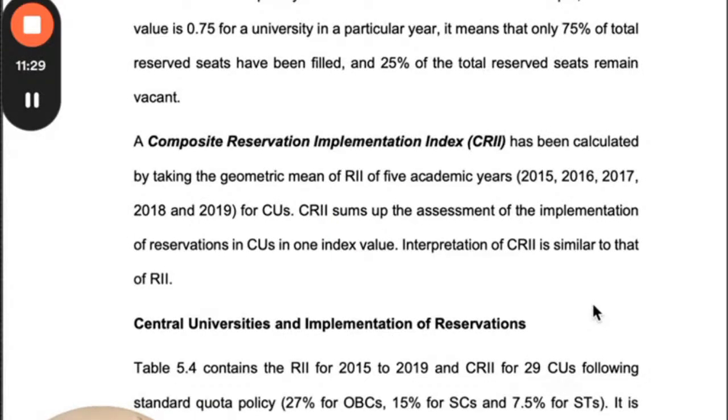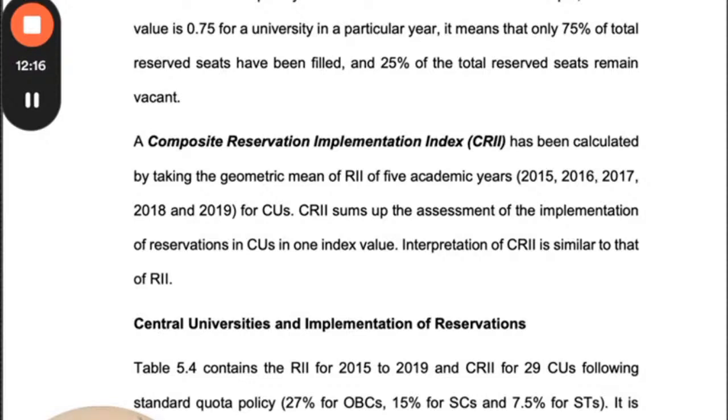Now, what is the broad interpretation of RII? If the RII is less than 0.5, then the reservation implementation is very, very bad. If the RII is between 0.5 and 1, then the implementation is average and probably in line with the policies. With an RII above 1, it's a great implementation, and many SC, ST, OBC students are actually taking merit seats. Now, out of 29 central universities, I already discussed that around 17 were not able to fill up the entire reserved seats.